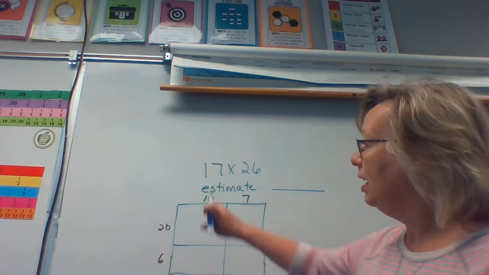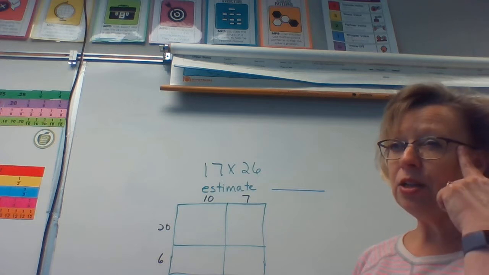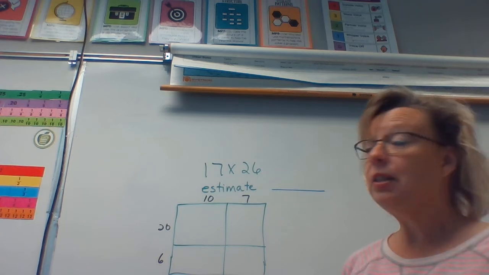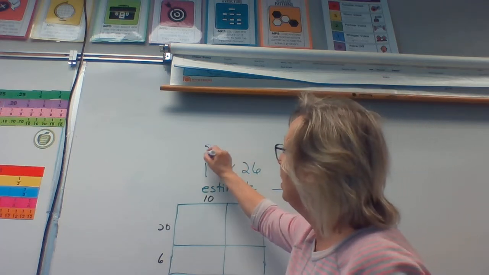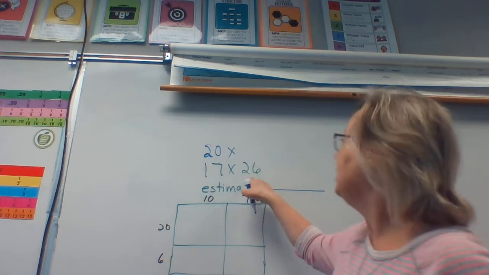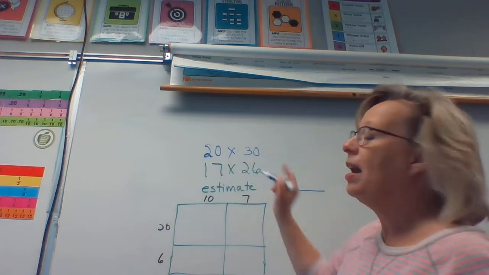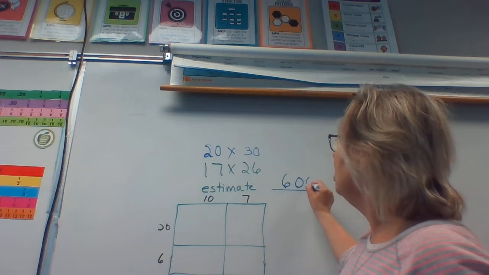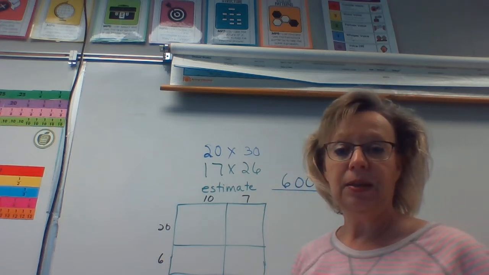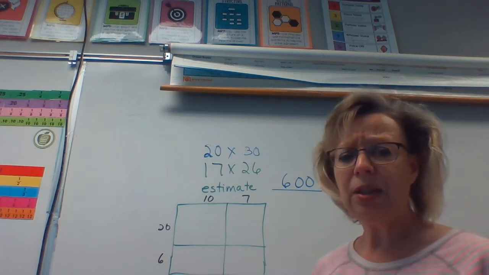So today, the first thing I'm going to look at is 17 times 26 as our equation. And if I go back to what I learned about rounding earlier in the year, I know 17 is close to 20, so I would think of that as a 20. And then 26 is close to 30. So if I think about the equation 20 times 30, I would have an estimate that my answer should be about 600.